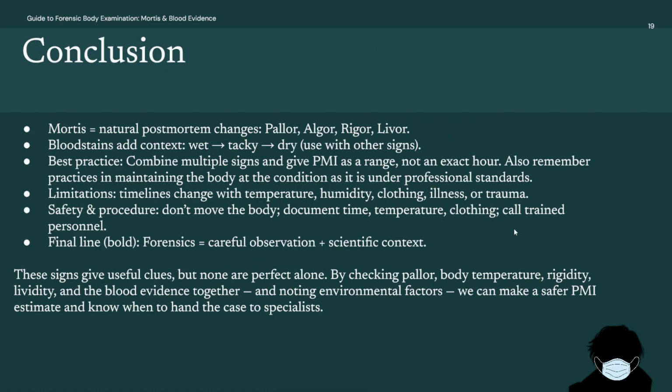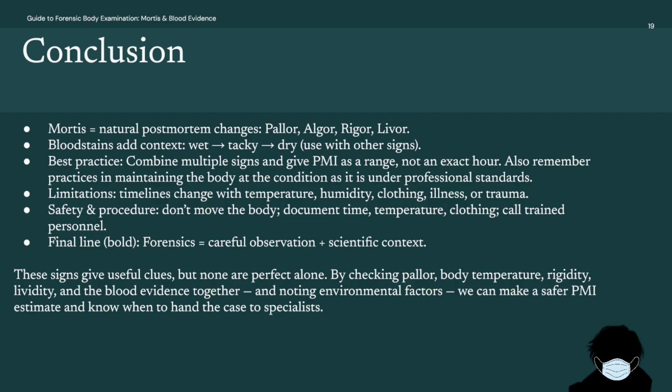So in conclusion, mortis equals natural post-mortem changes: pallor, algor, rigor, and livor. Bloodstains add context of wet, tacky, and dry, used in investigations with other signs. Combine the multiple signs and give the PMI as a range. And then remember to keep the practices and maintain the body in the condition as it is under professional standards. Remember the safety, procedures, and limitations regarding the change in temperature, humidity, and clothing of the room. And then the final line: forensics equals careful observation plus scientific context.